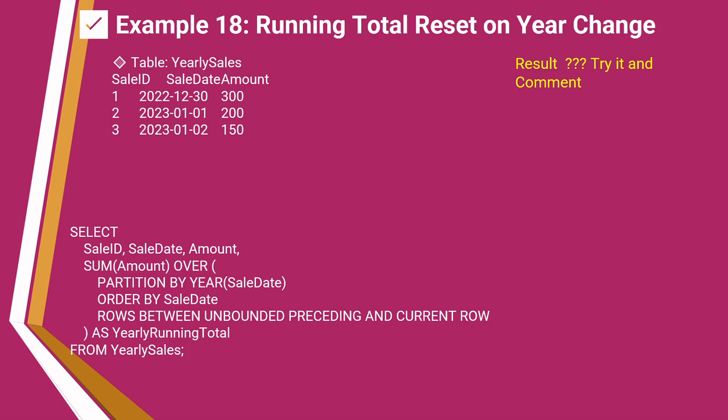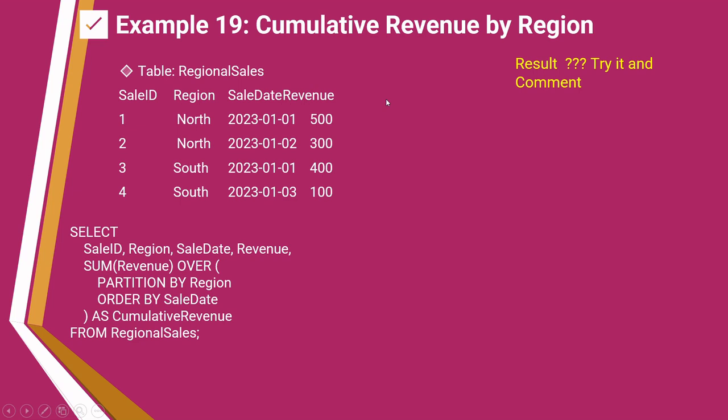What if we want to reset totals every year? Partitioning by year of sale date restarts the sum for each new year. This example tracks revenue by region, giving a clear view of how each area performs over time. Great for sales dashboards.